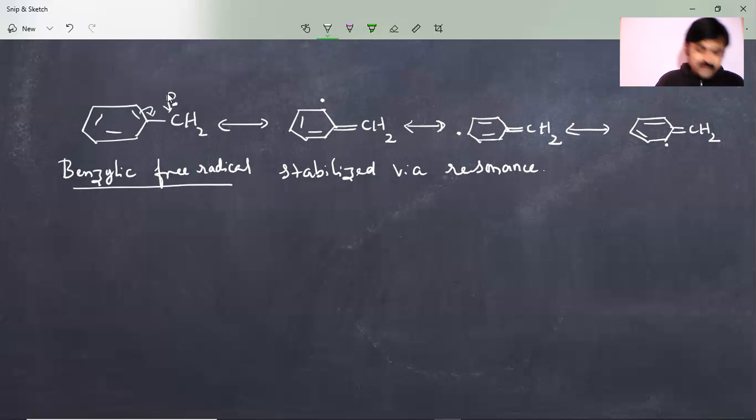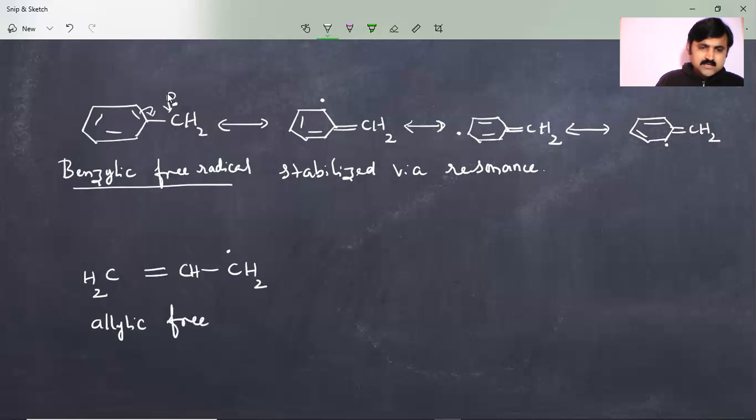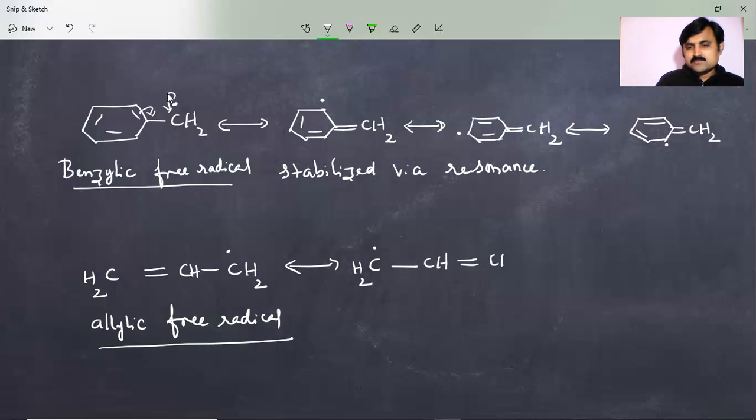Another one we have is the allylic free radical. In such a case, what will happen? There are three carbon atoms in the carbon chain, and there is an unsaturation also present. This is the allylic free radical. This allylic free radical also undergoes resonance like this. That is, we have a CH2 dot, CH double bond CH2.